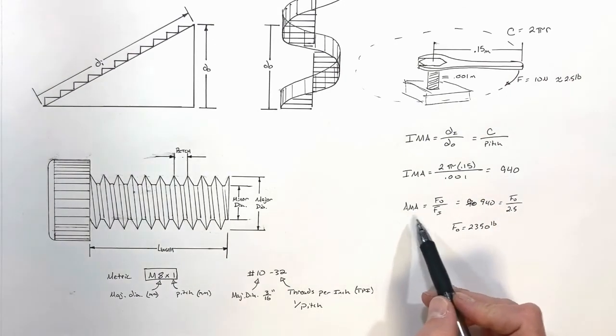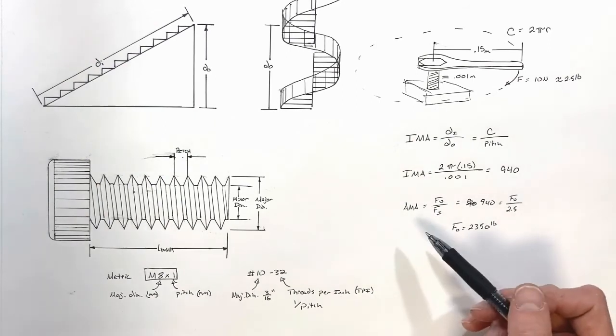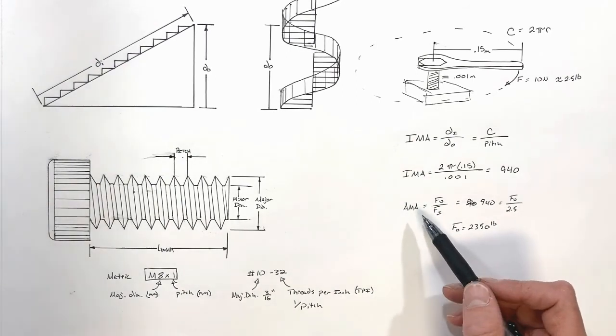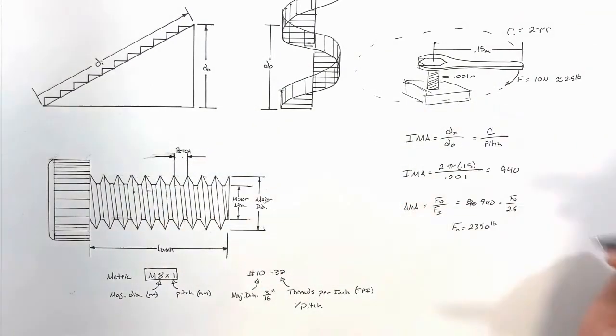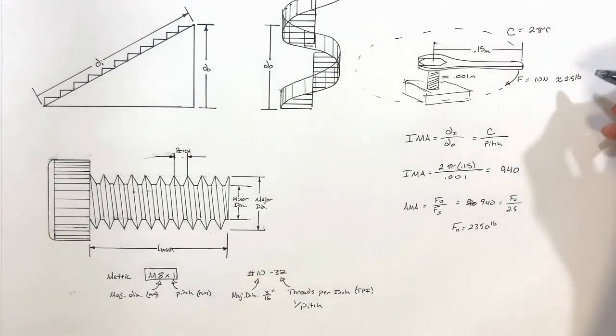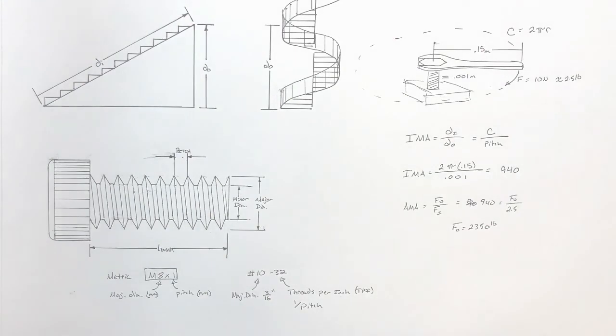In reality, the IMA is never going to be the same as the AMA, and that's because a screw and a bolt isn't particularly efficient. There's quite a bit of friction between these threads in a base material, but still we get enormous forces for relatively small input forces. And on that note, that's all for now.